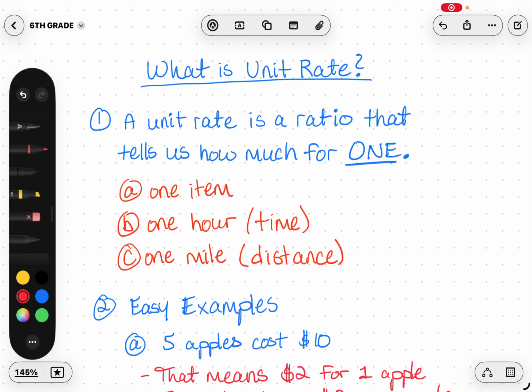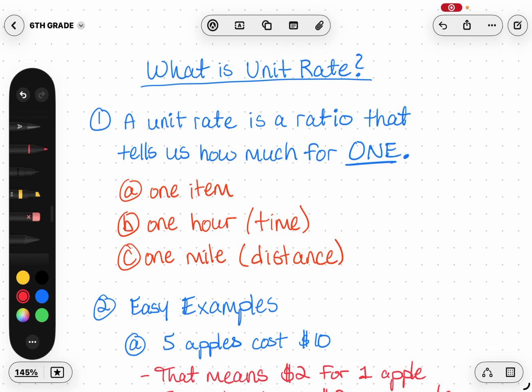Today we're going to be discussing another sixth grade topic. This topic is unit rate. This is an introductory lesson to help build some foundational knowledge on unit rate, so that you'll be able to answer any questions they ask you about unit rate. So let's go ahead and jump on in.